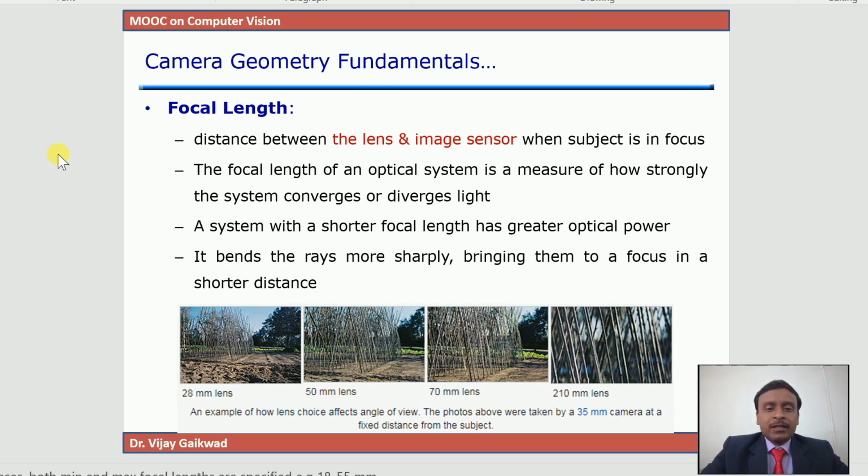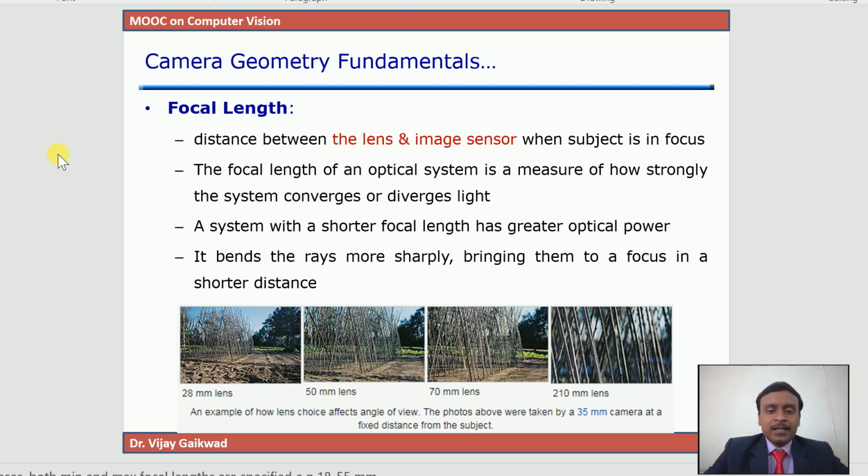The focal length of an optical system is a measure of how strongly the system converges or diverges light. There is some distance between the lens and the image sensor. A system with a short focal length has a greater optical power, and vice versa. It bends the rays more sharply, bringing them to a focus in a shorter distance.